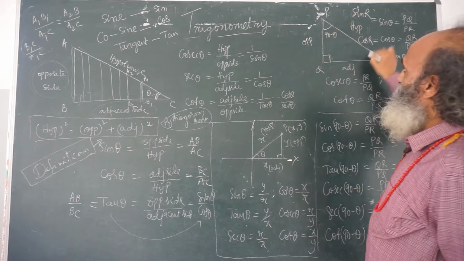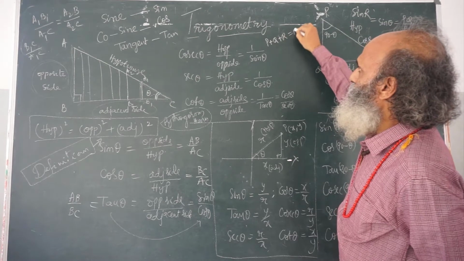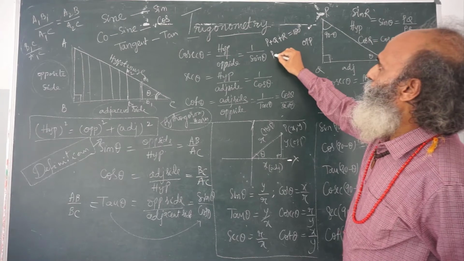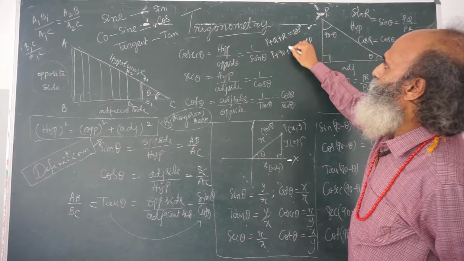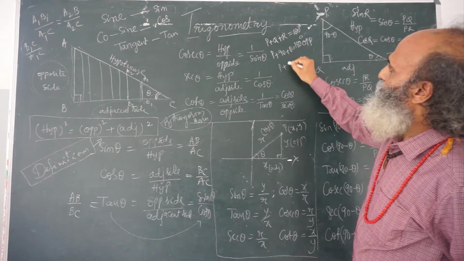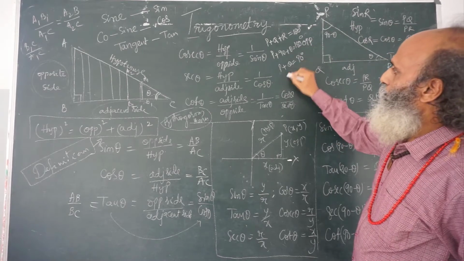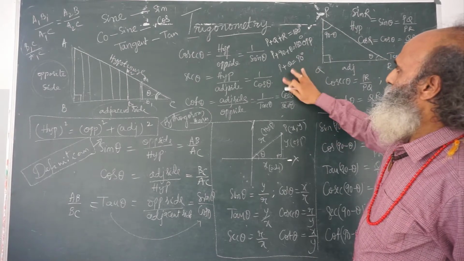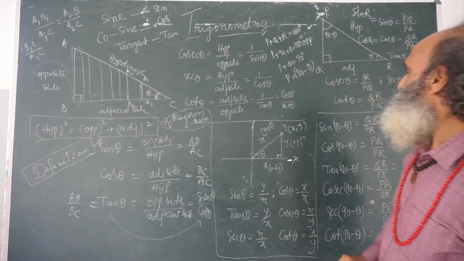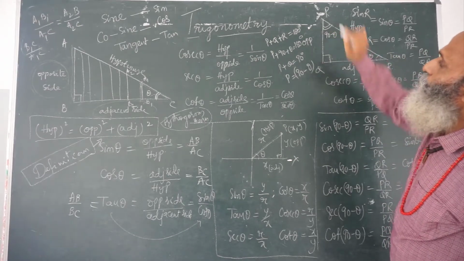PQR is a triangle. Therefore, angle P plus Q plus R is equal to 180. Angle P we don't know, angle Q is 90, angle R is theta, so the sum is equal to 180. Therefore, P plus theta is equal to 90, so P is equal to 90 minus theta. That means if one angle is theta, automatically the other angle will become 90 minus theta.